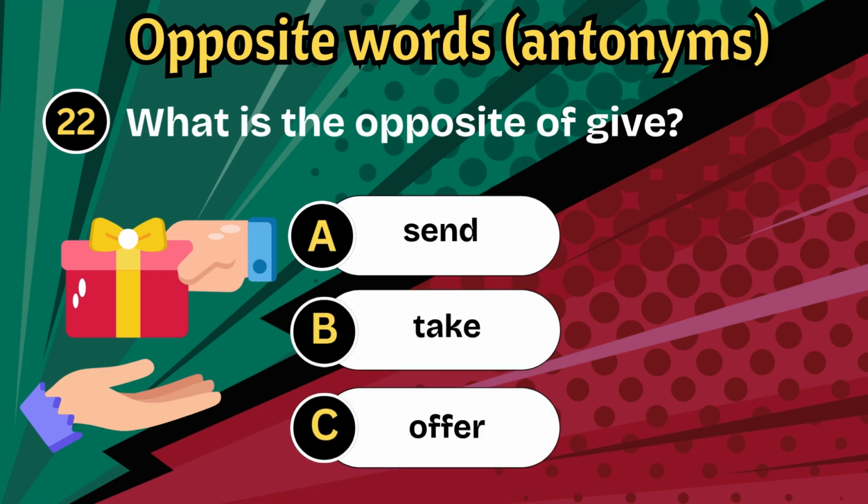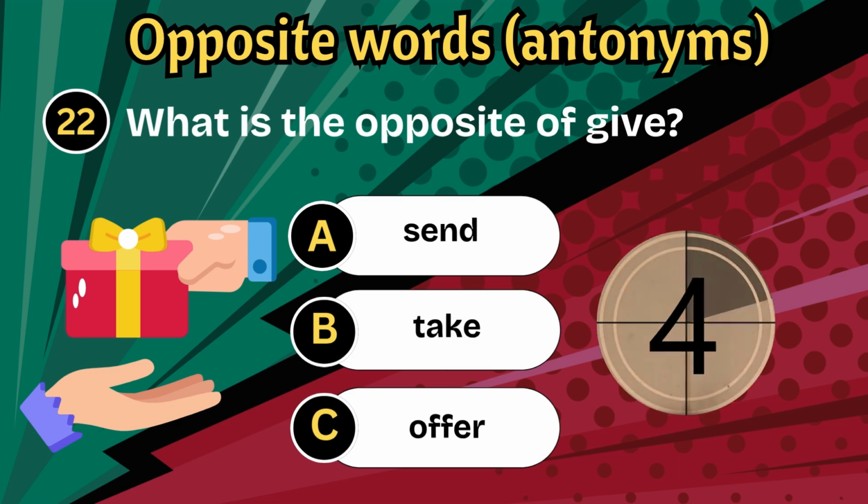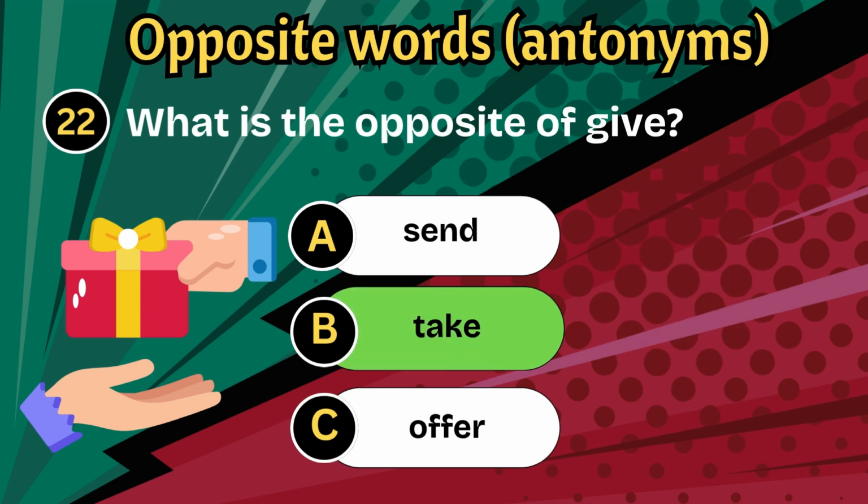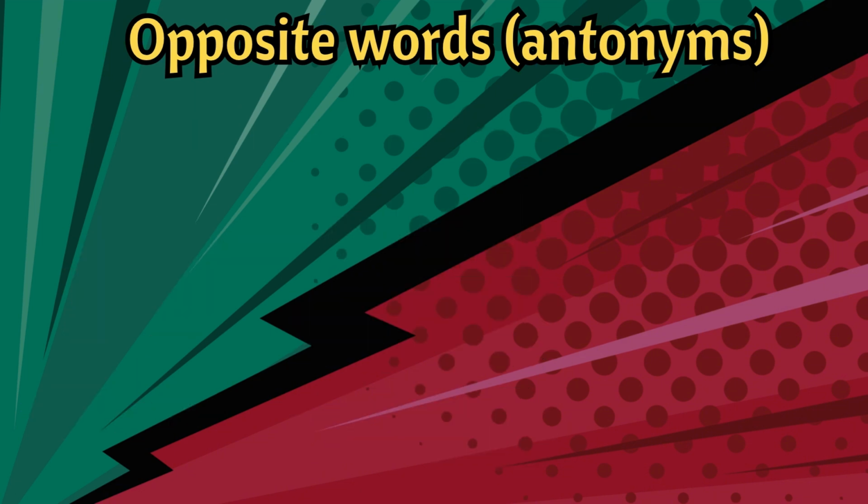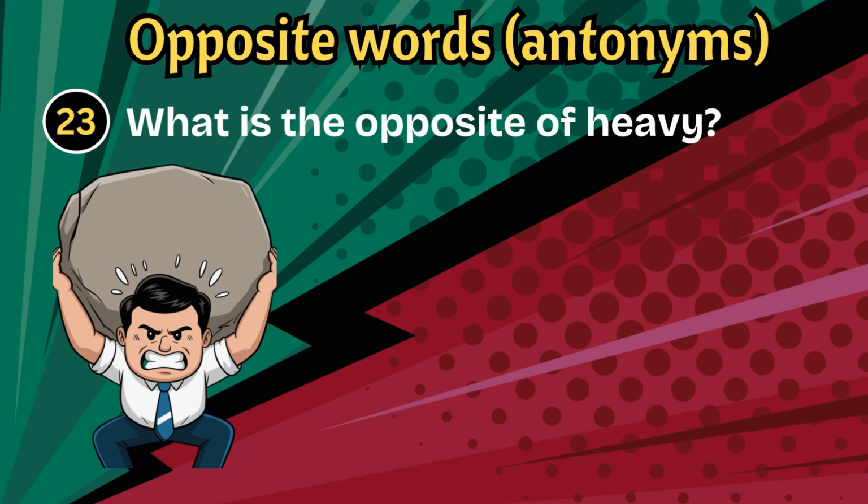Take your time and choose your best answer. The correct answer is take. Give means letting someone have something, but take means getting something. What is the opposite of heavy?